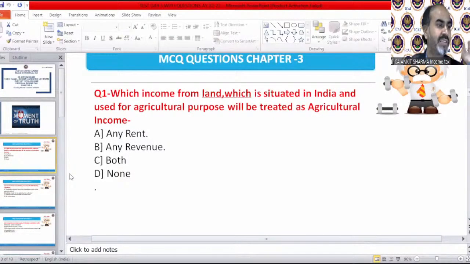Rahul Gandhi is saying, yes sir, it's clear now. Very nice, Rahul Gandhi. Thank you. Okay, so the correct answer of question number 1 is, students have started sending me the answers. Rohan Jain is saying B, Shresht is saying C, Khushi is saying C, Dubey Sunil is saying C. The correct answer is C, any rent and revenue. So both will be treated as agricultural income. The correct answer is, of course, C.